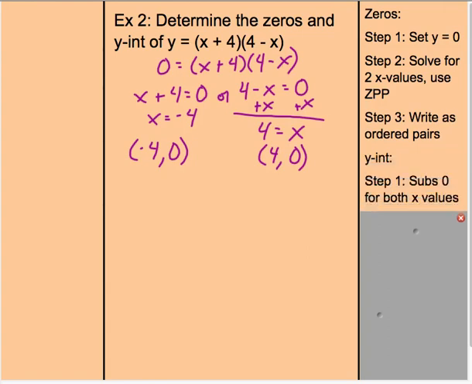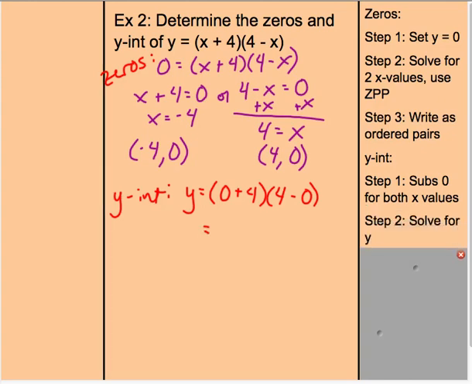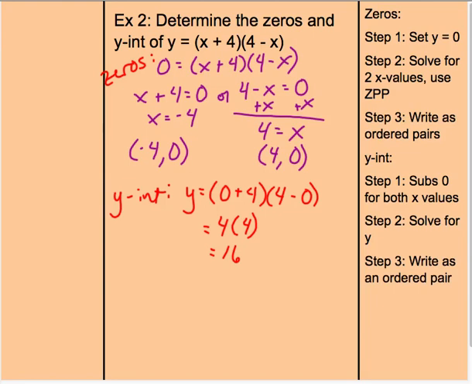Second piece, we need to find our y-intercept. So we substitute, sorry, I forgot to label my work again. Substituting 0 for both x values and solving for y. 0 plus 4 is 4, 4 minus 0 is 4, so we get a y value of 16. Writing that as an ordered pair, we had our x value as 0, y value as 16.